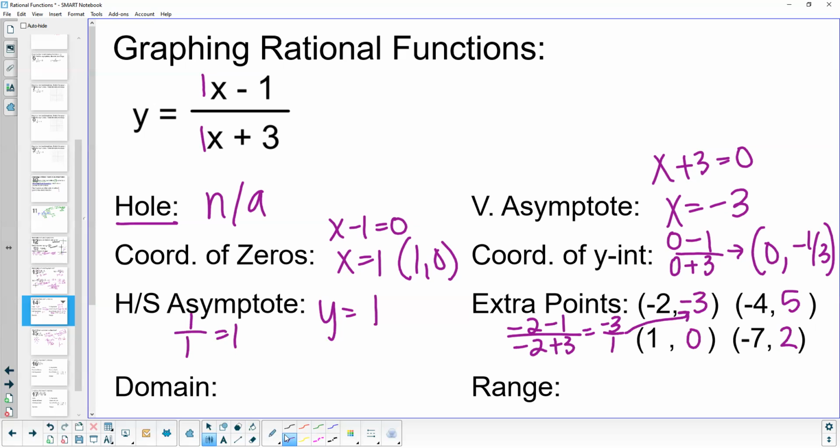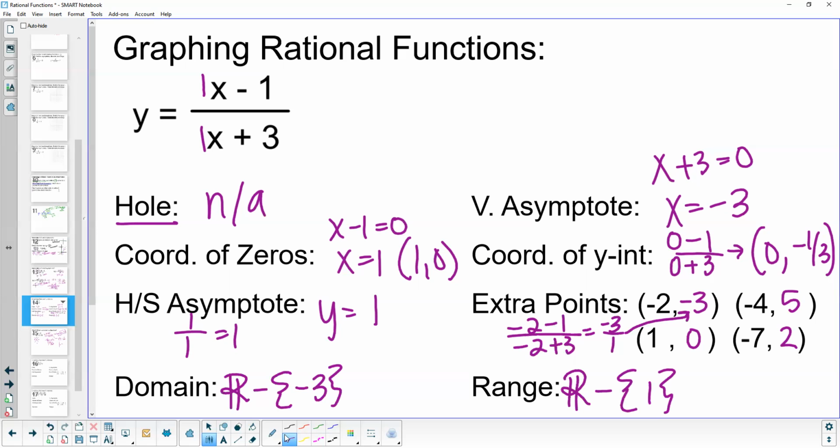Our domain and range is the last piece. So when it comes to our domain and range, our domain is going to be all the real numbers except for the vertical asymptote and the x value of the hole if there is one. So in this case, it's going to be all the real numbers except the number negative 3. Our range in this case is going to be all the real numbers except for our horizontal asymptote, which is going to be at 1. And if we have a hole, it'll be the y value of the hole.